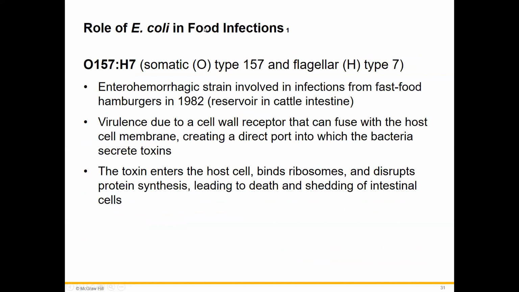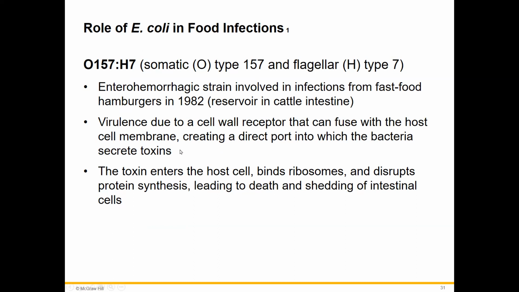The role of E. coli in food infections. So O157:H7, it's the somatic O type. It has that O antigen. It also has that flagellar H type antigen. So that's the O and the H that we're seeing here. It's the antigens that this form of E. coli has. This is the enterohemorrhagic strain that's involved with infections from fast food hamburgers, a reservoir in the cattle intestine.